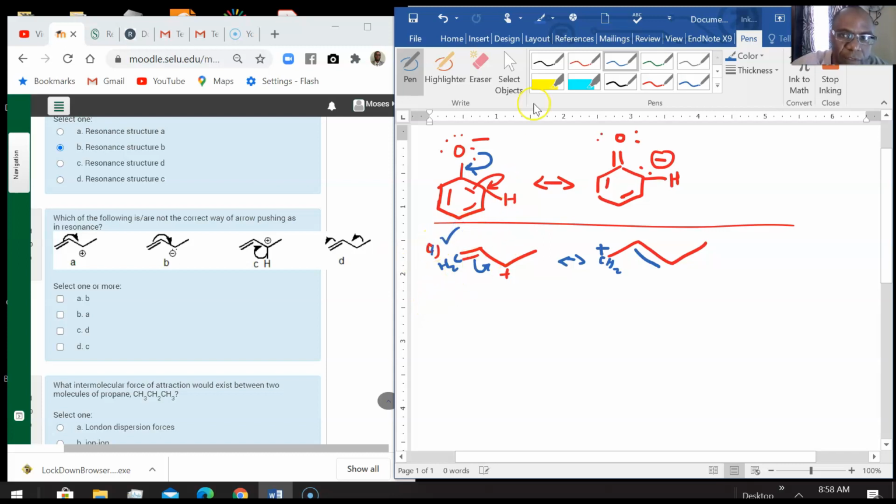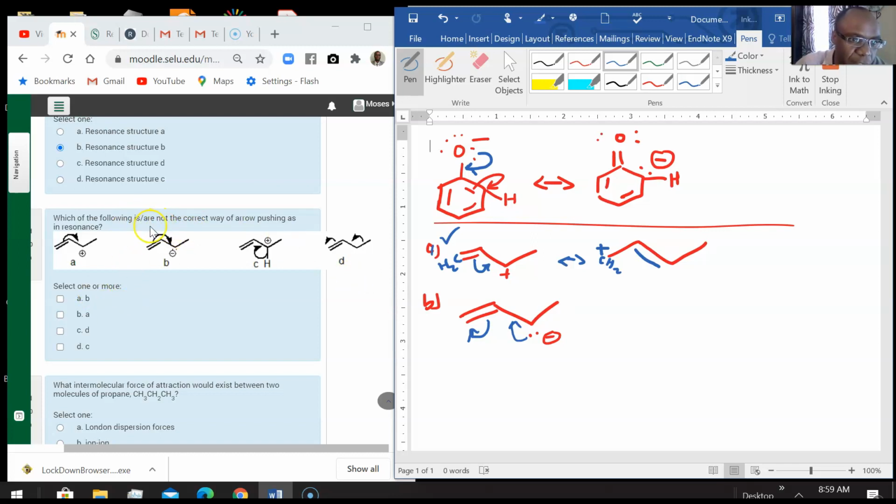What about B? B is wrong because I told you you want to start from the lone pair if the lone pair is provided. You want to go this way, not the way it's shown on here. That's wrong.